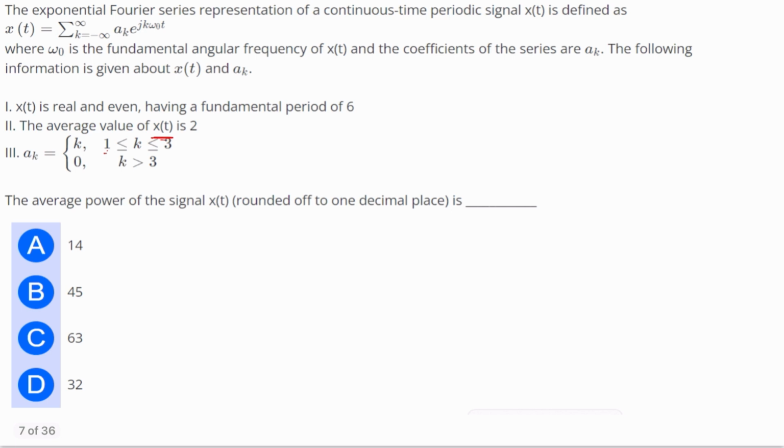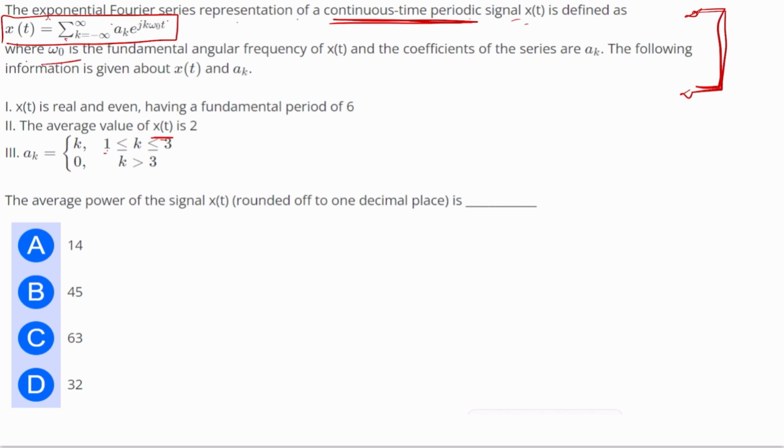Next question. Here the question seems to be very big, but this particular thing is just theory about Fourier series only. Let's just read it. The exponential Fourier series representation of a continuous time periodic signal x(t) is defined as, so this is the formula given of Fourier series expansion of a continuous time periodic signal x of t, right? So this is exponential Fourier series expansion.